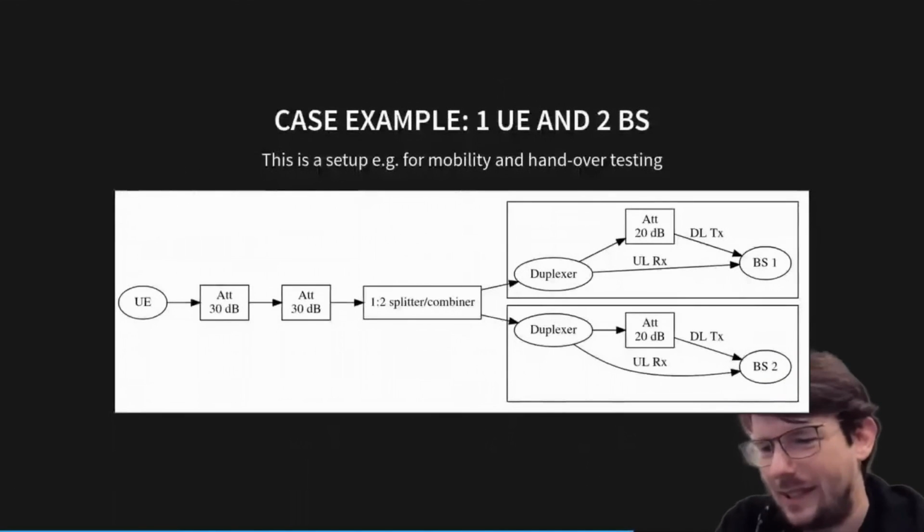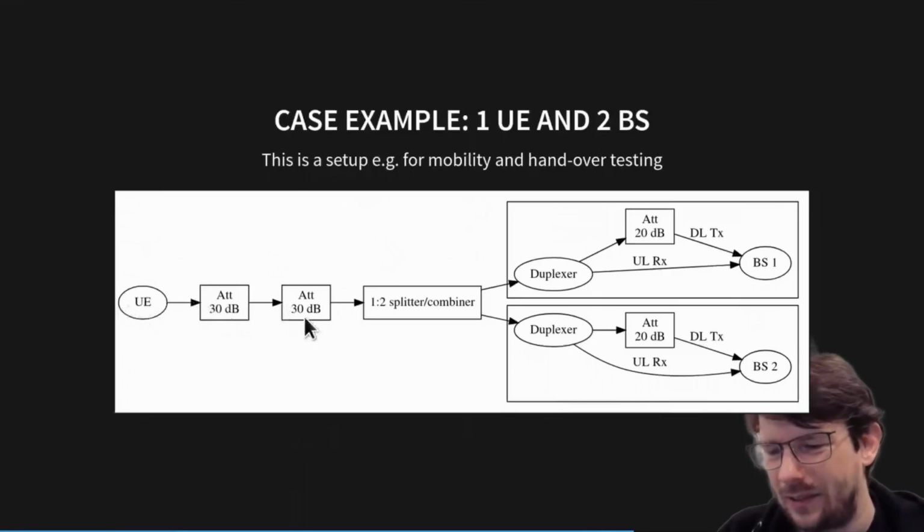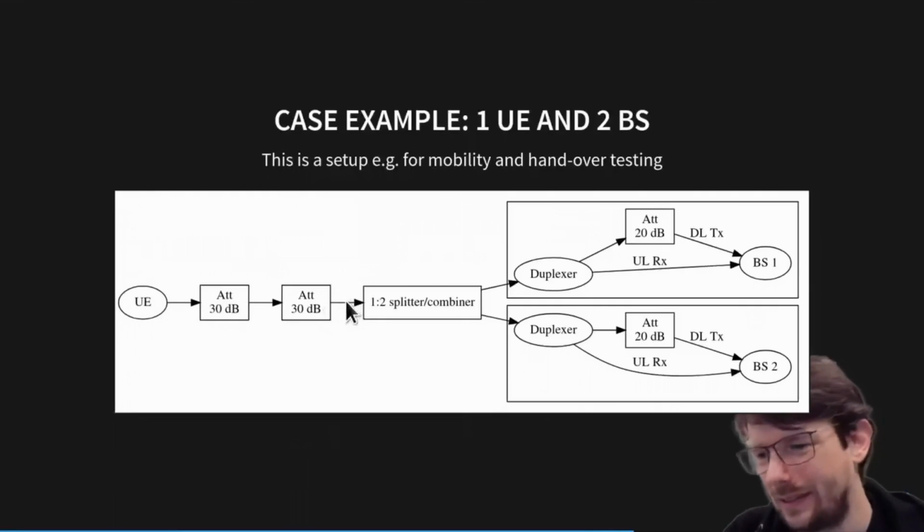So now let's look at an example putting all of these things together. We have a user equipment here on the left-hand side. We have two base stations on the right-hand side, and we have multiple different elements in between to interconnect those. So first of all, we have some attenuation after the user equipment. In this case, it's two attenuators in series of 30 dB each, meaning we have 60 dB total attenuation at this point. Let's say the user equipment transmits at 20 dBm. We subtract the 60 from that. So at this point here, we have minus 40 dBm as the highest possible signal level.